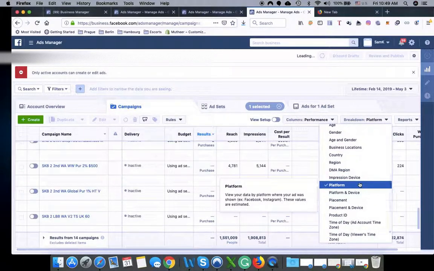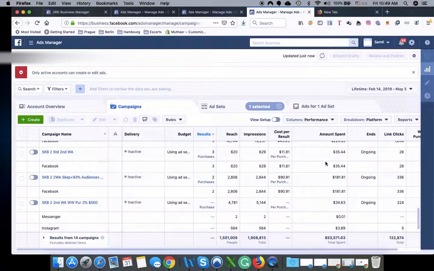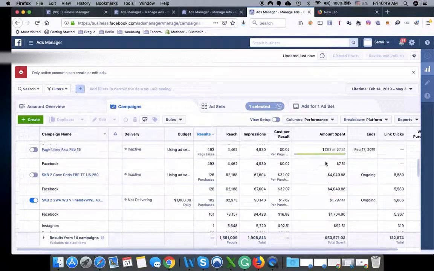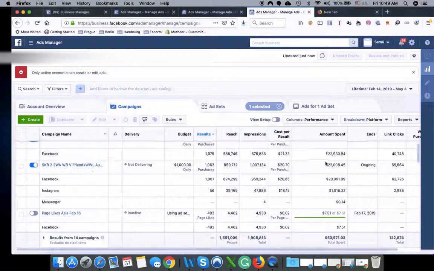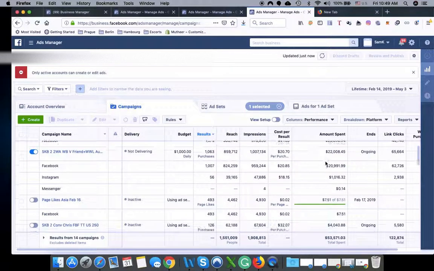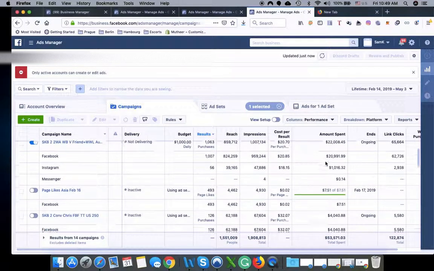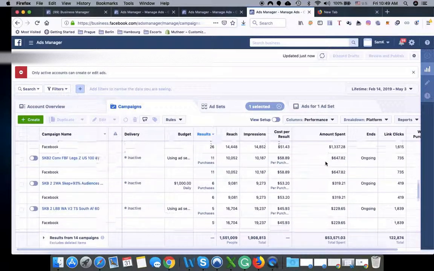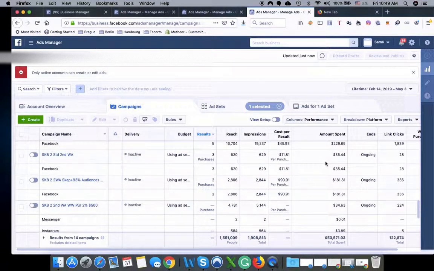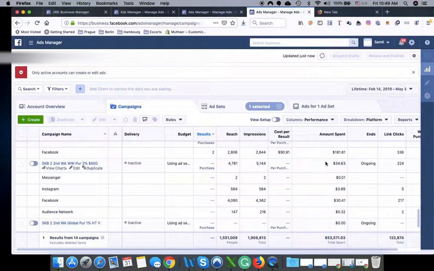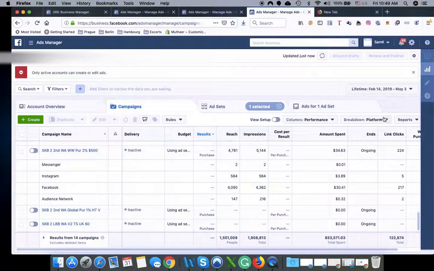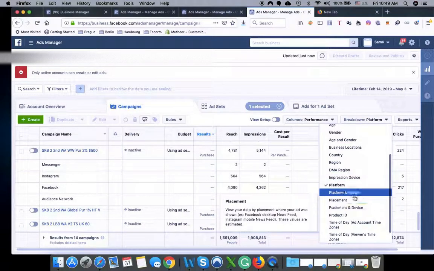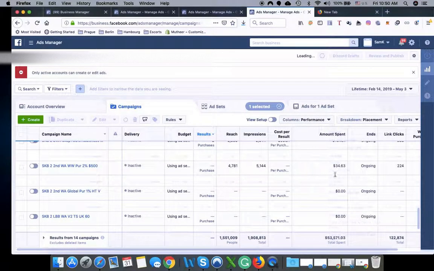Platform, yeah, that's also awesome. So Facebook versus Instagram versus Messenger, audience network, things like that. Same process. Let's see if anything sticks out. 51 Facebook. That's the campaign that's not doing well anyway. But you guys get the idea with the platform. You could do platform and device. Placement is an awesome one too.